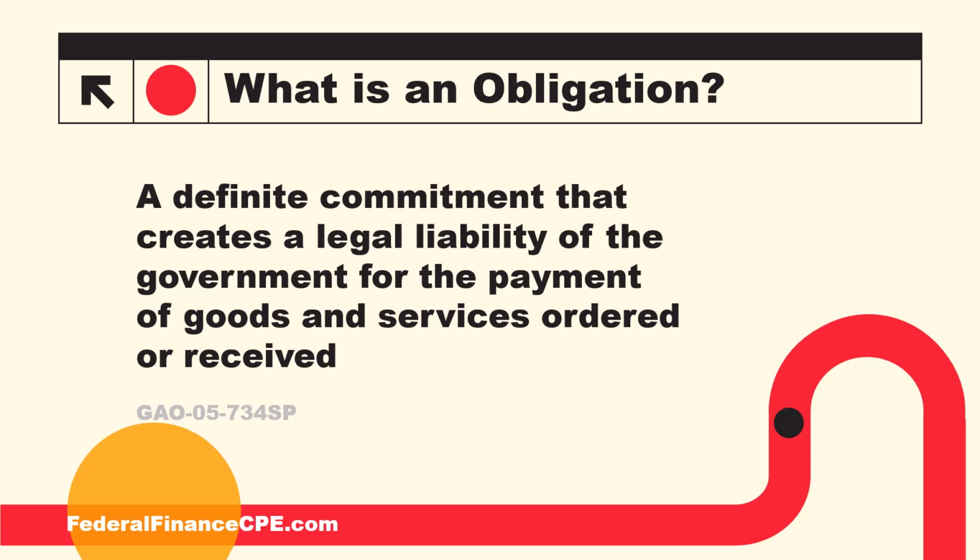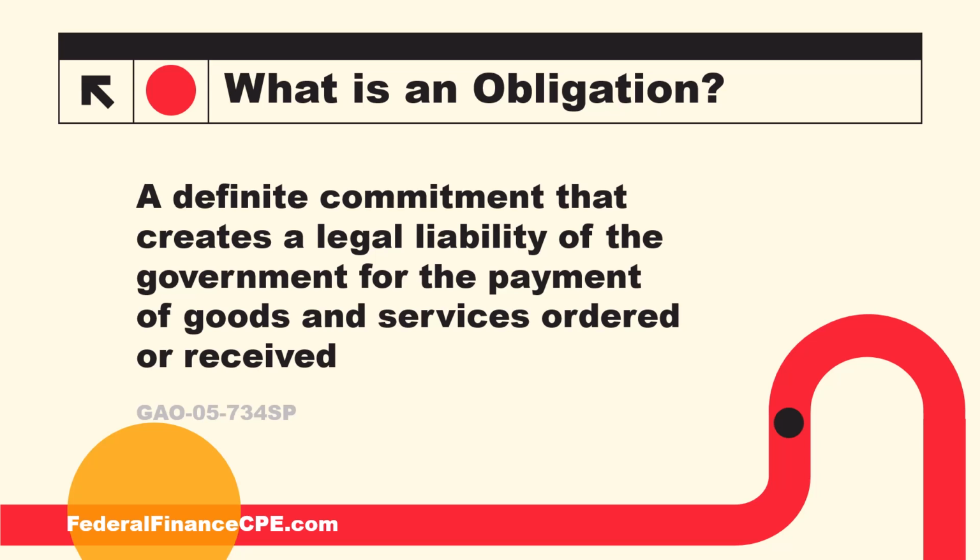Let me break that down into simpler terms. An obligation happens when the government makes a legally binding promise to pay for something. Think about when you order something online. The moment you click Confirm Purchase, you've made a commitment to pay. That's essentially what an obligation is in federal accounting. But something fundamental to understand here is that obligations aren't just about spending money. They're about tracking two crucial pieces of information. First, have we received what we ordered? And second, have we paid for it?